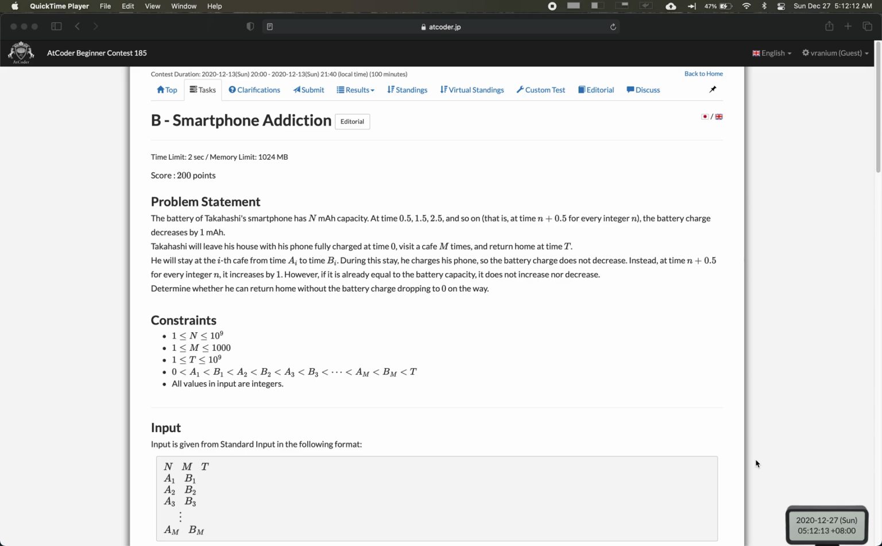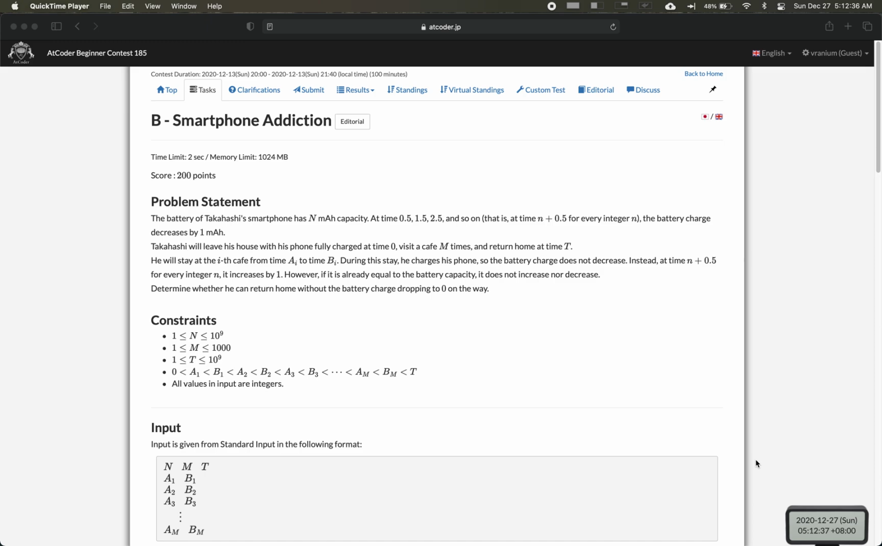When he visits each cafe, he will stay there from time interval A_i to B_i. And while he's at these cafes, he will charge his phone so the battery will go up by 1. We just want to find out whether it's possible for Takashi to make this whole trip without his battery charge going below 0.